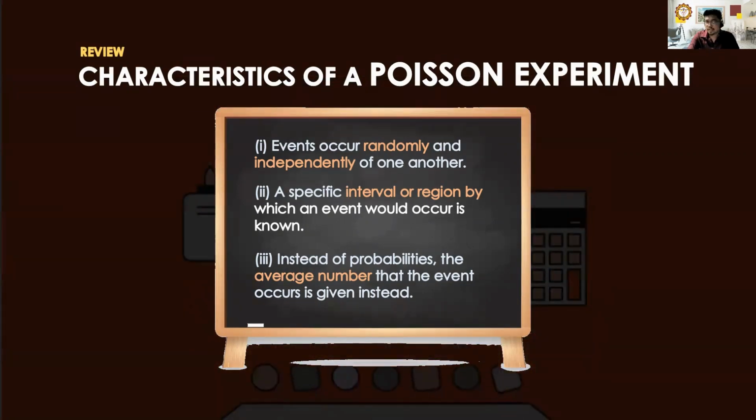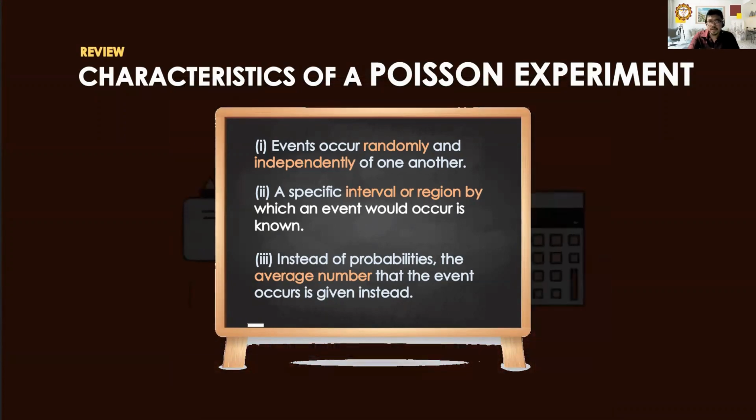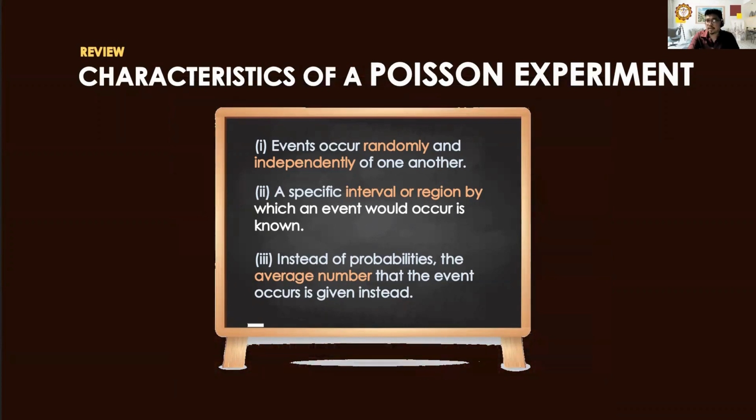And then second, a specific interval or region by which an event would occur is known. And then instead of probabilities, the average number that the event occurs is given instead. So in summary of the characteristics, the Poisson distribution deals with a frequency with which the event occurs within a specific interval. And instead of the probability of an event, the Poisson distribution requires knowing how often it occurs for a specific time or distance.